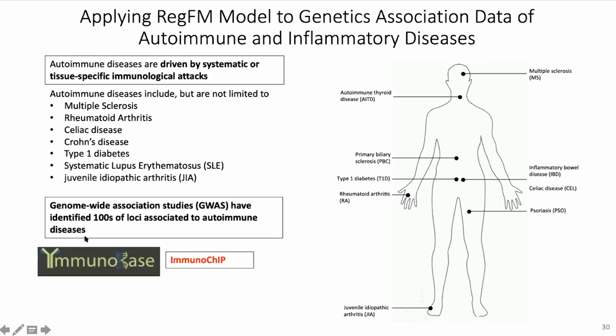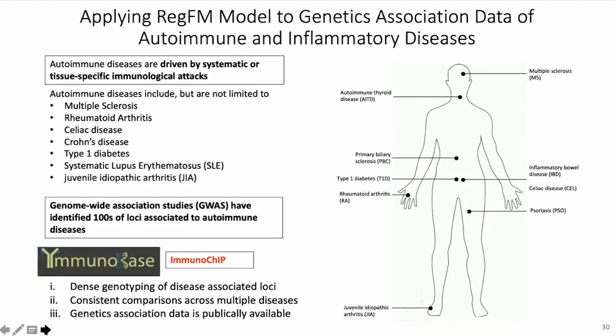So this data set was ideal for our study because the dense genotyping of the disease-associated loci is available, and therefore we don't need to worry about imputation. Also, as you can see, the same chip is used for all of the diseases, and therefore we can compare them across multiple diseases in a consistent way without worrying about biases. Also, the genetic association data is publicly available.